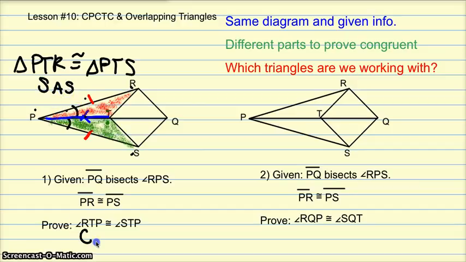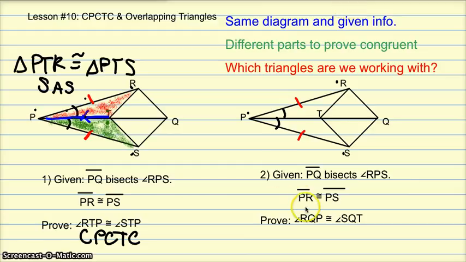So when using CPCTC, if we were to write out a full proof, we'd be able to prove that those pieces are congruent. Looking at number 2, given PQ bisects angle RPS, well that's here and here. It says again that PR is congruent to PS. And look at what it wants you to prove.